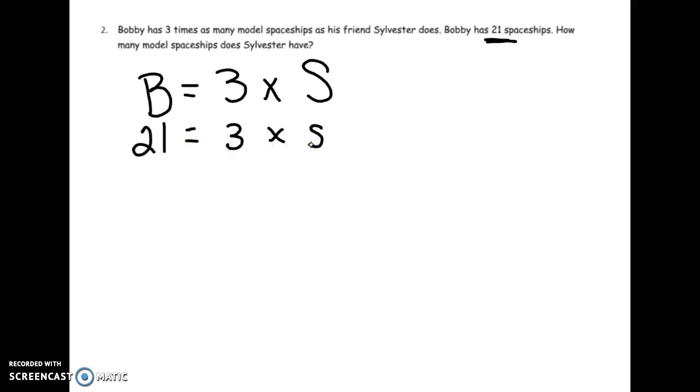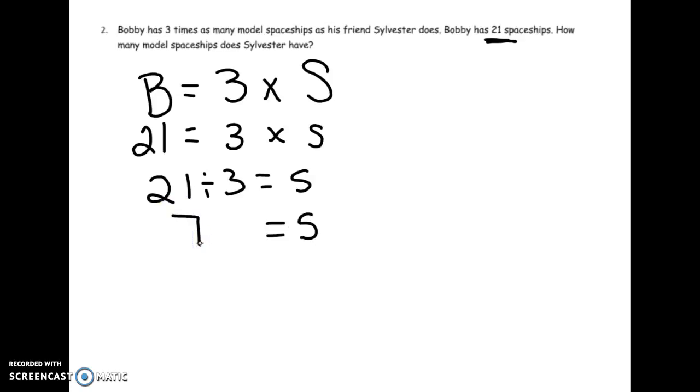Okay, so when I look at this, this is now a math problem. To figure out Sylvester, 3 times what equals 21? The opposite of that is 21 divided by 3 equals Sylvester. So Sylvester has 7 model spaceships.